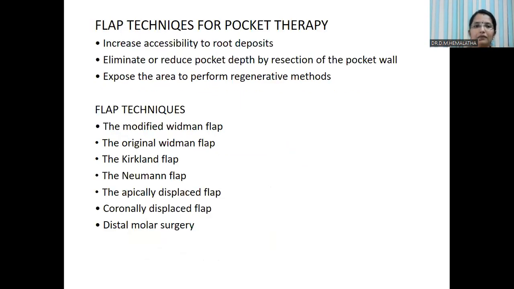Coming on to the flap techniques, pocket therapy aims at increasing the accessibility to the root deposits. It eliminates or reduces the pocket depth by section of the pocket wall, and it exposes the area to perform regenerative methods. A few examples of the flap techniques which we commonly use are the modified Widman flap, the original Widman flap, the Kirkland flap, Neumann flap, apically displaced flap, coronally displaced flap, and distal molar surgeries. These are the most commonly used techniques.